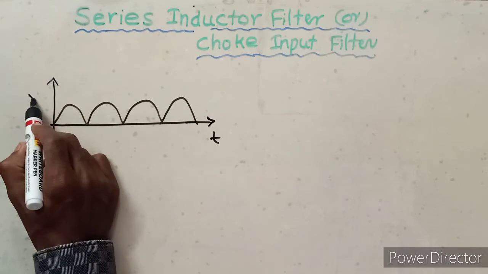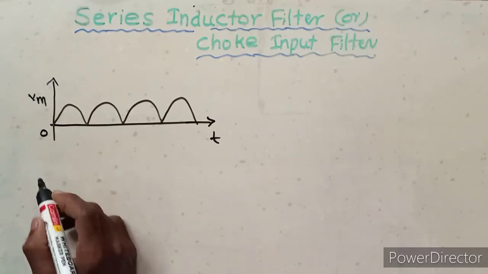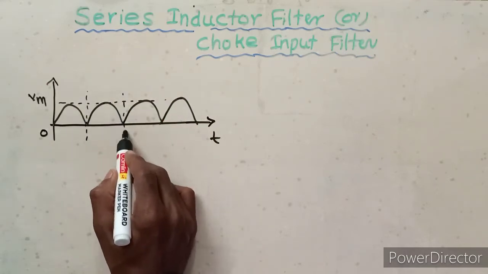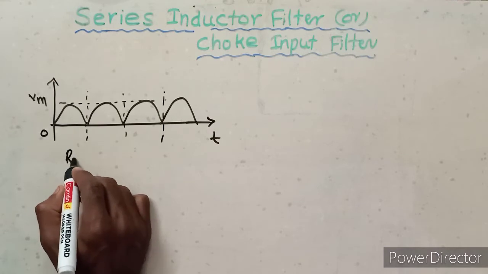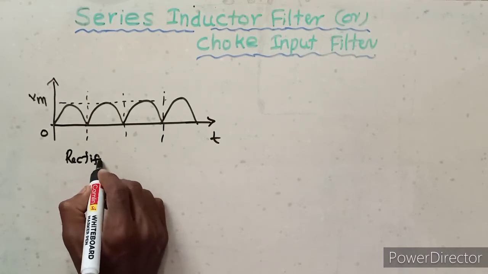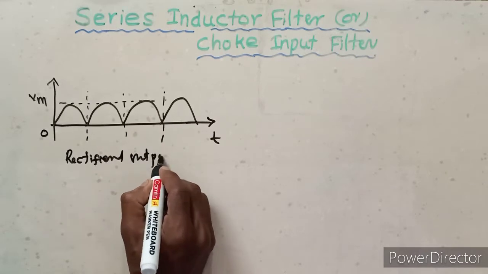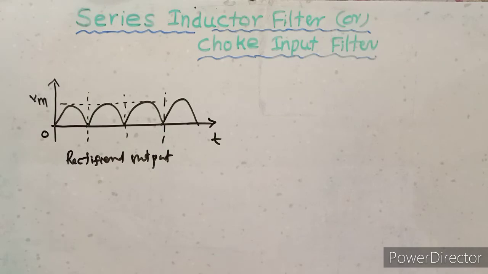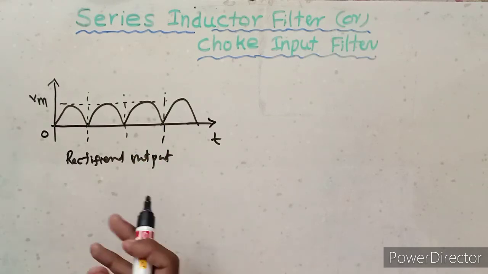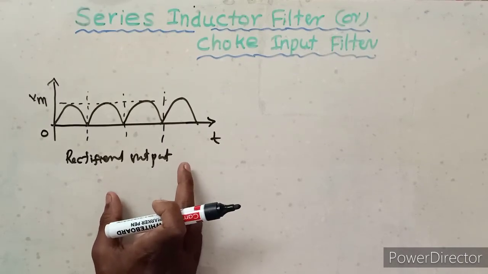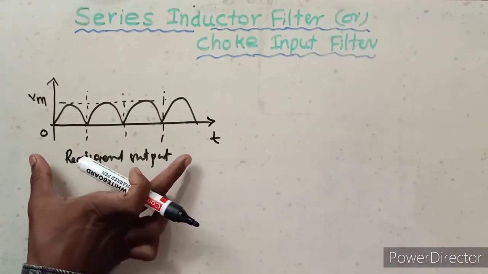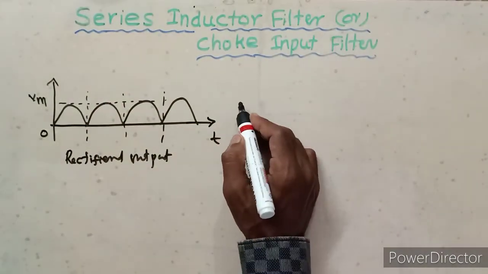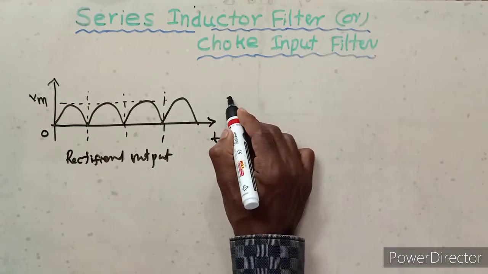This is the time, this is the maximum voltage, 0. This is the rectified output. This is the pulsating DC. Fluctuations are in this output. So this rectified output is connected to the inductor coil in series.